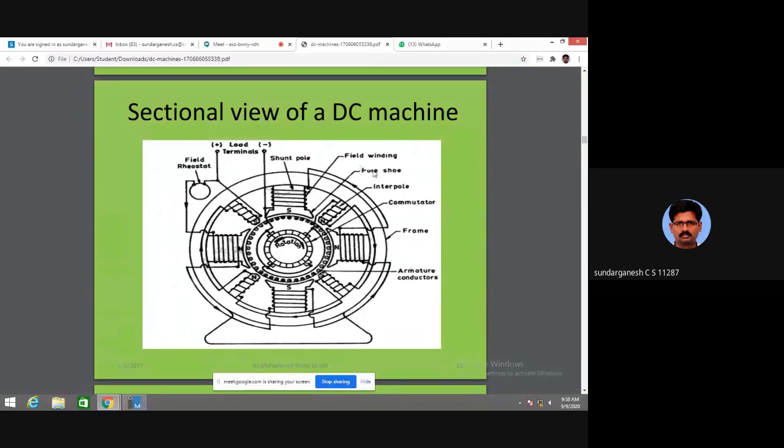Next one, the winding which is connected in the pole is called field winding. So we are calling it a shunt pole, since it is a shunt machine. But for a series machine, we call it a series pole.